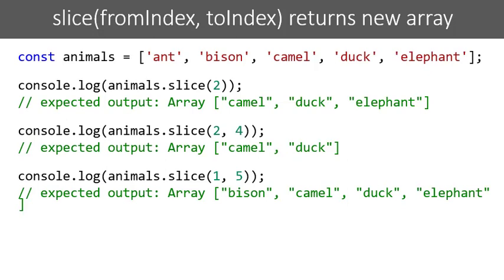Here are some examples of slice. Here in this example, 2 is passed. So the elements starting from index 2 to the end of the array are copied in the result. Here, fromIndex is 2 and toIndex is 4. So elements from index 2 to 3 are returned. The element at index 4 is not included. Here, values from index 1 to 4 are included in the result.